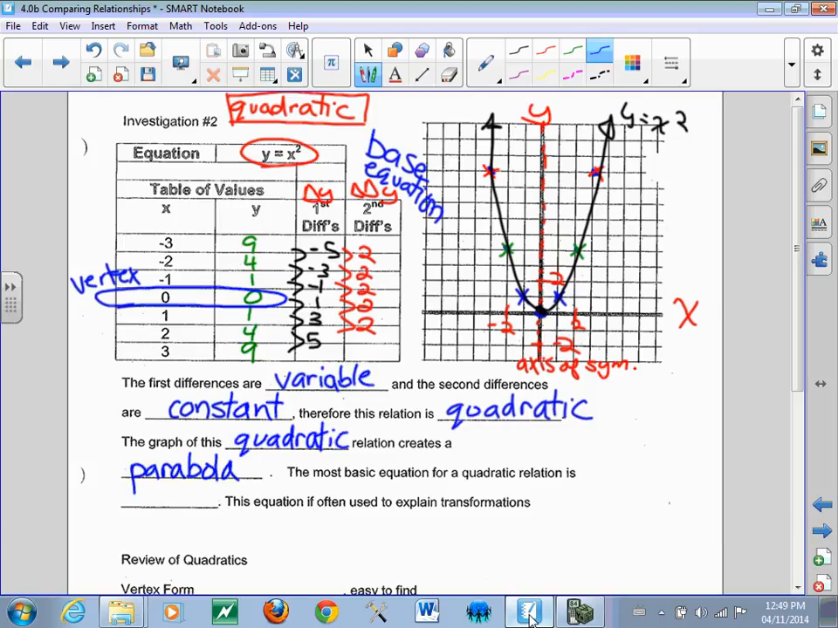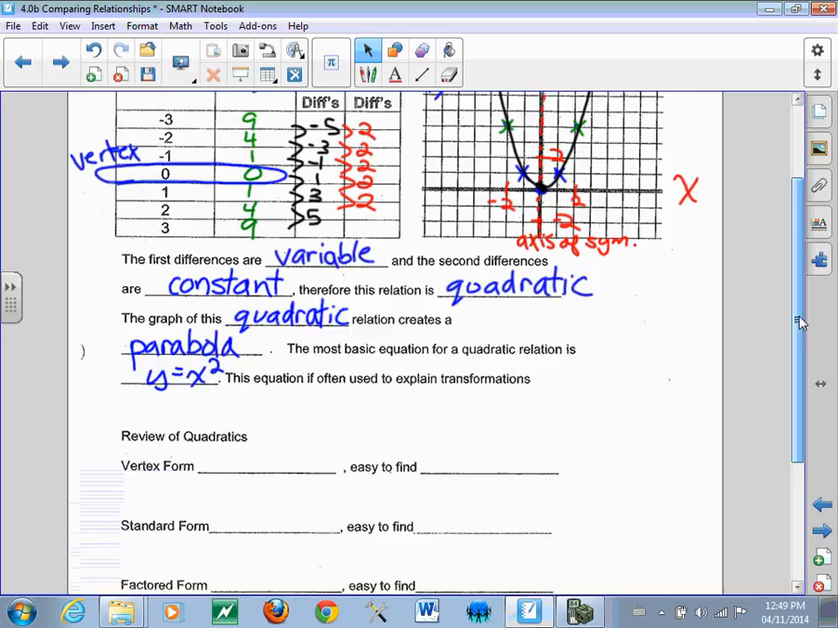Okay, the most basic equation for a quadratic relation is y equals x squared, which we have here. Okay, and then remember I said we're going to be shifting left, right, up, down, stretching, compressing. We'll learn all about that fun stuff in another lesson.